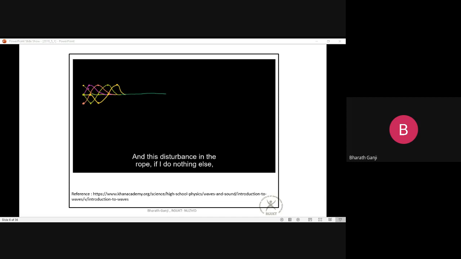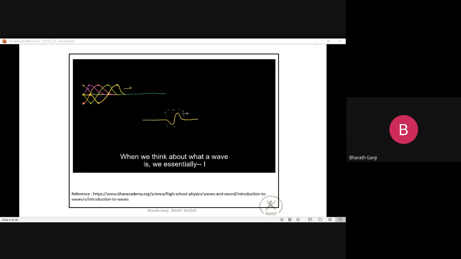And this disturbance in the rope, if I do nothing else, and if I don't lose energy to heat and friction and all of that, it'll just continue moving down the rope. If I look at the rope at some future period in time, maybe not that far down, the rope will look something like this. And if I were to keep watching it, I'll see this disturbance. I keep using the word disturbance because there's really no better word to use for it. I'll see this disturbance or perturbation or whatever you want to call it moving along the rope.